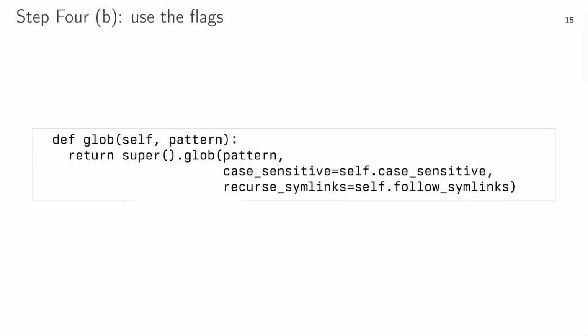And similarly with glob, where we were looking at globbing star.tiff files before, it's very similar. I call the current implementation of glob, but I just pass along the case sensitive and follow symlinks flags from my own internal flag memory.